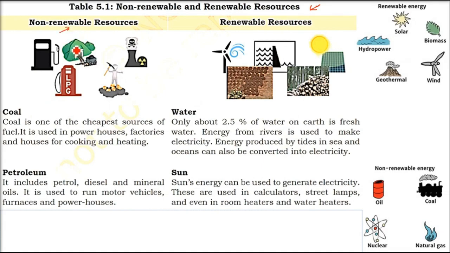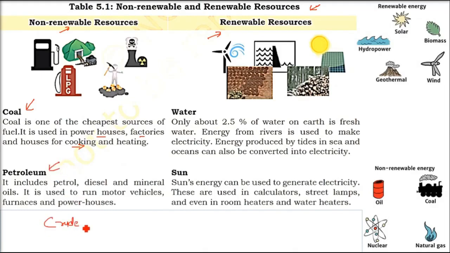So let us understand it by example. See, these are examples. LPG, once you use it, it will not come so easily. But if wind or air or water, if you use it, it can be replenished. It will never be destroyed. So in non-renewable resources, the first example is coal. Coal is one of the cheapest sources of fuel. Everywhere it is used, previously also and now also, in powerhouses, in factories, in cooking, for heating purposes. This coal is used. One of the most important is petroleum.